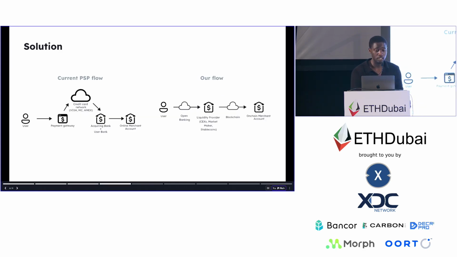So how do we do that? First off, we have the current payment service provider flow. So the user online is paying through a payment gateway. So you can think of Stripe or PayPal. That would go through the credit card networks. So Visa, MasterCard, American Express. After that, you will have acquiring banks that will verify if the user has the money.